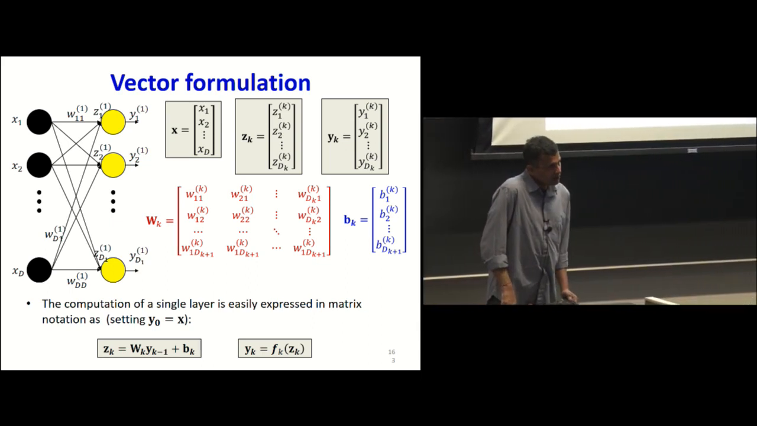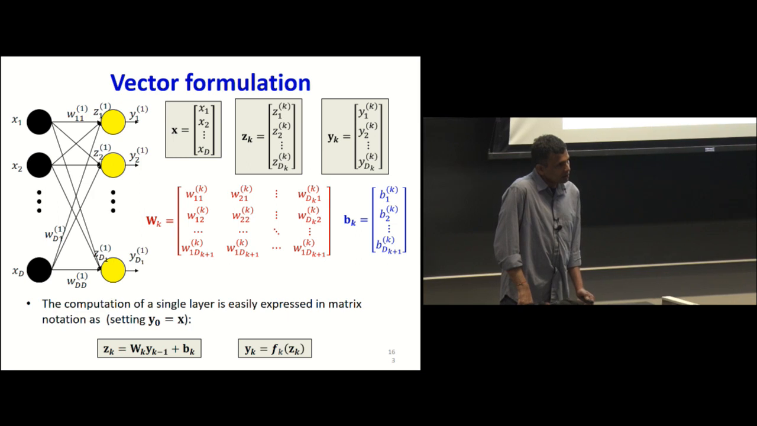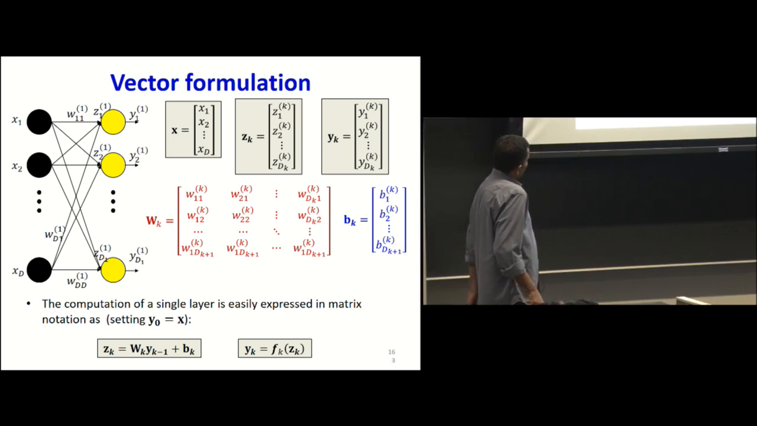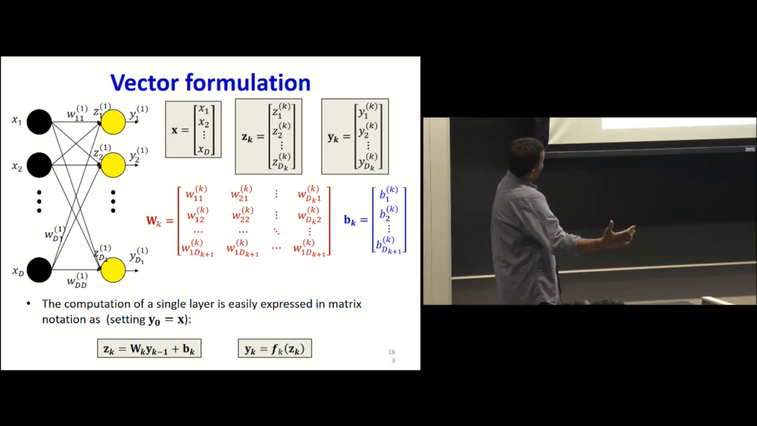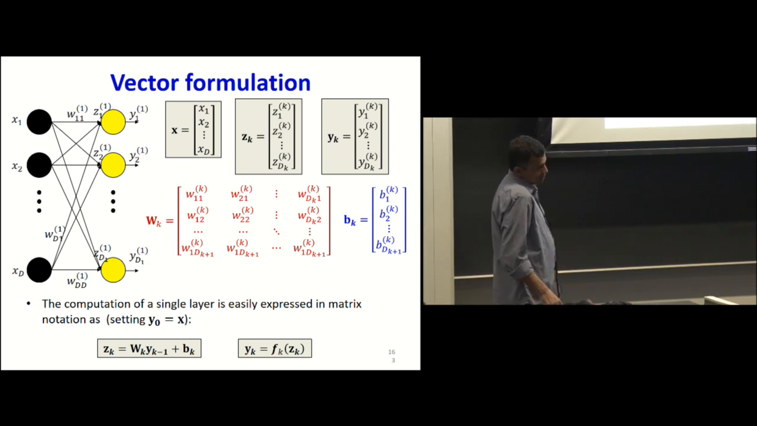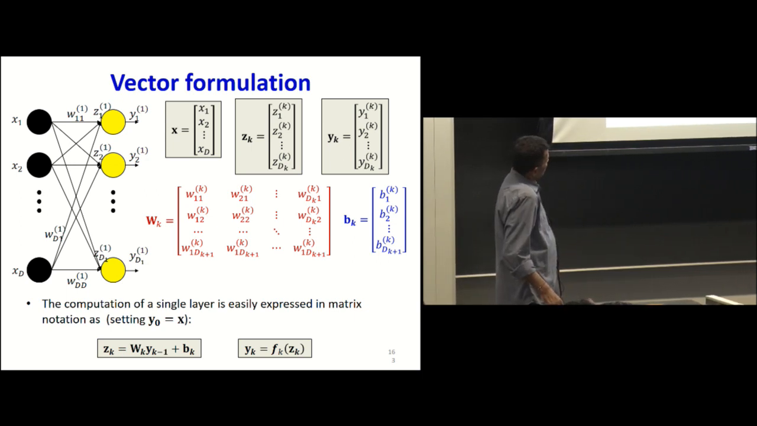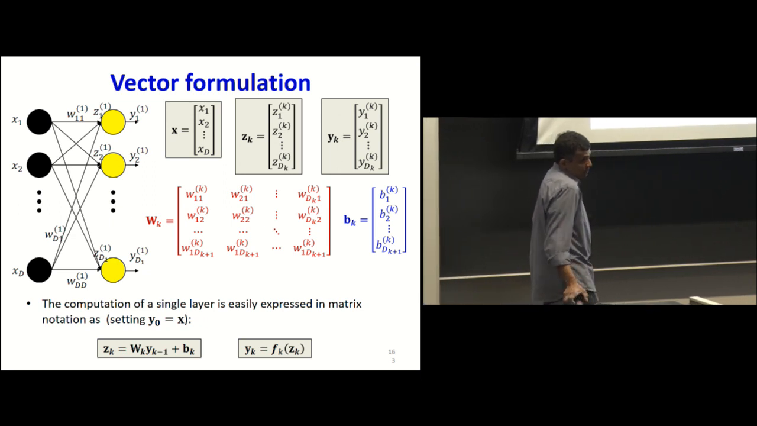Yes. On the slides, Wk goes from layer k to k plus 1, right? The k minus 1 to k. So why are the dimensions? So I may have some errors. If there are errors, please point them out.